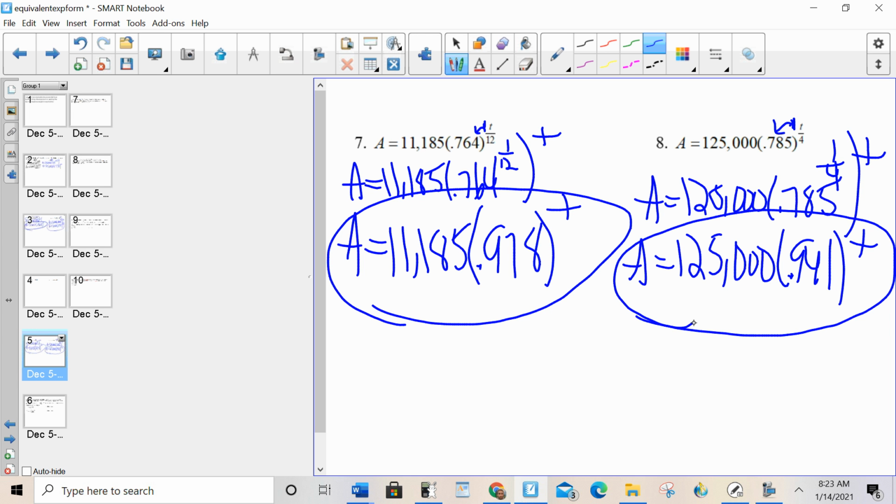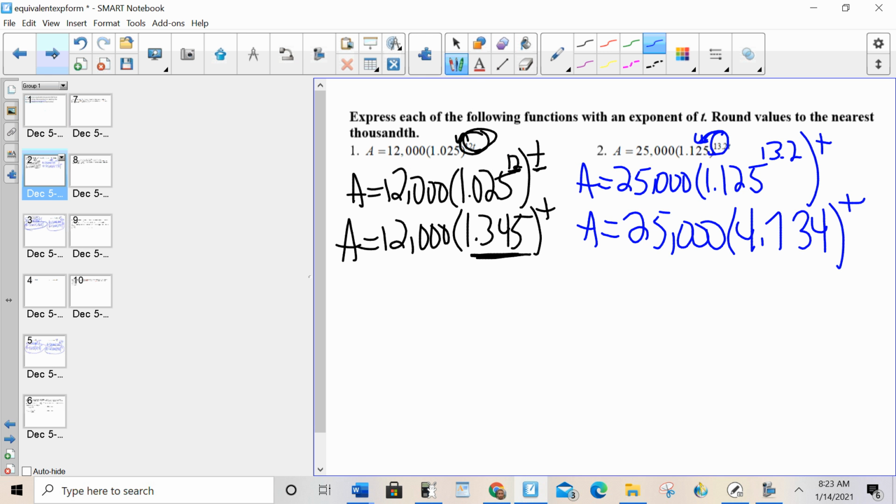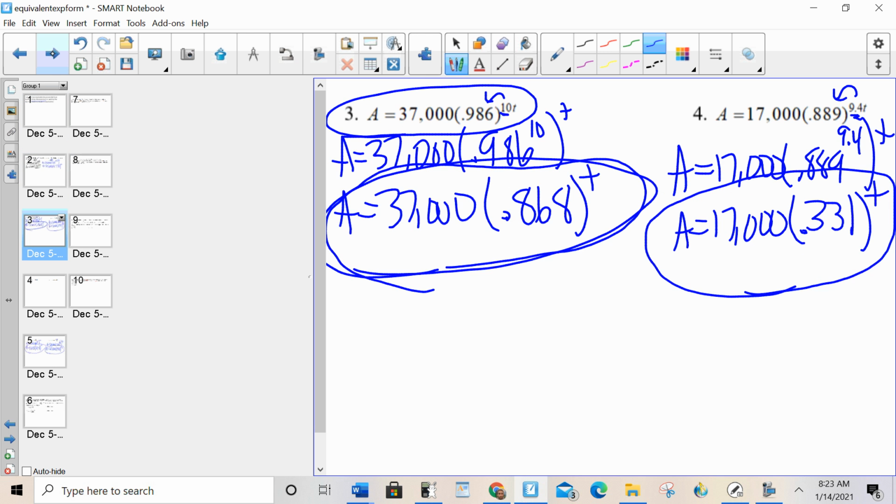All right, so that's basically it for the first type of question. I can find an equivalent exponential form by absorbing the exponent. So if you have something with the t and I want to get rid of it, I just absorb it into the parentheses.